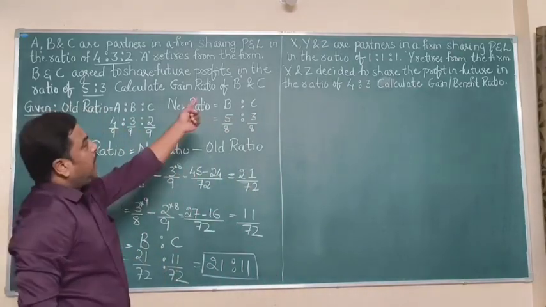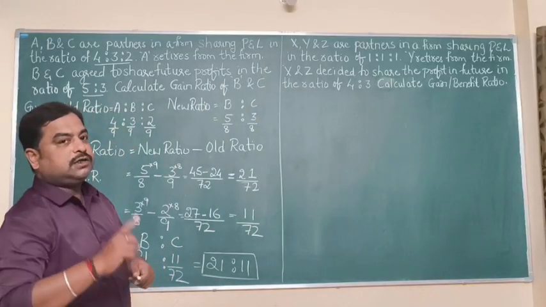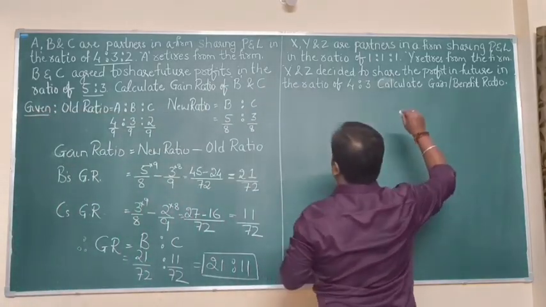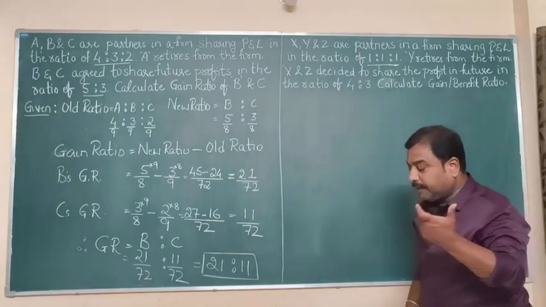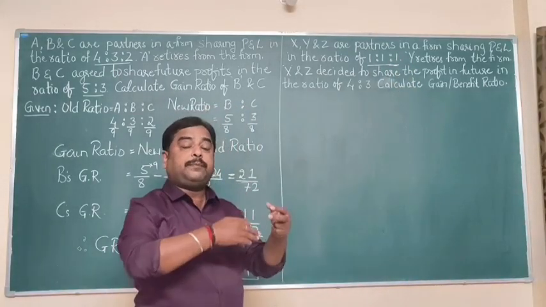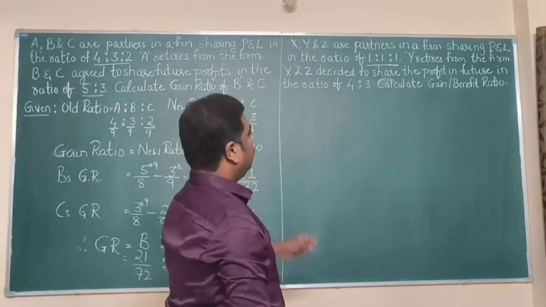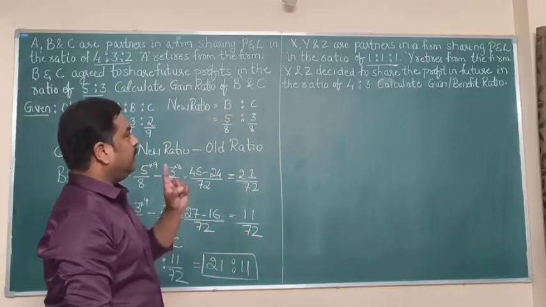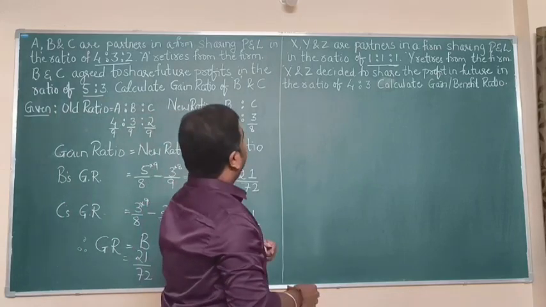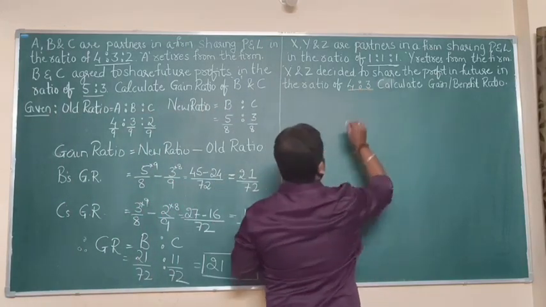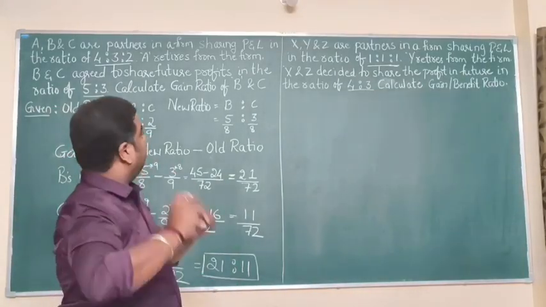What is given here? Again, X, Y and Z are partners in a firm sharing profits and losses in the ratio of 1:1:1. So what is this 1:1:1? It is the old ratio. Sometimes they will say X, Y, Z are partners sharing profits equally, nothing but 1:1:1. Who is retiring now? Y. Y retires from the firm. X and Z decided to share the profits in the future in the ratio of 4:3. That is their new ratio. Calculate the gain or the benefit ratio.